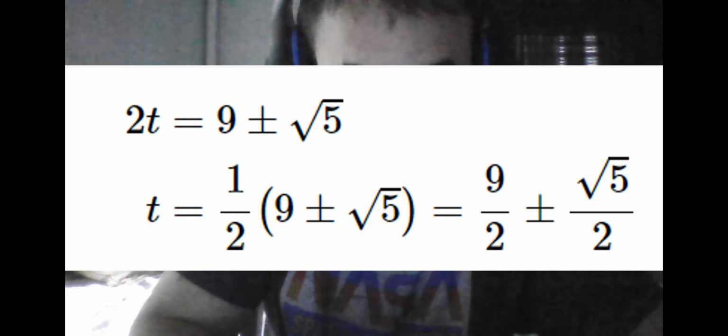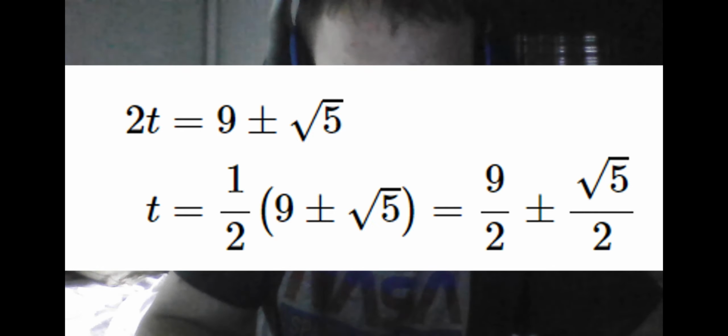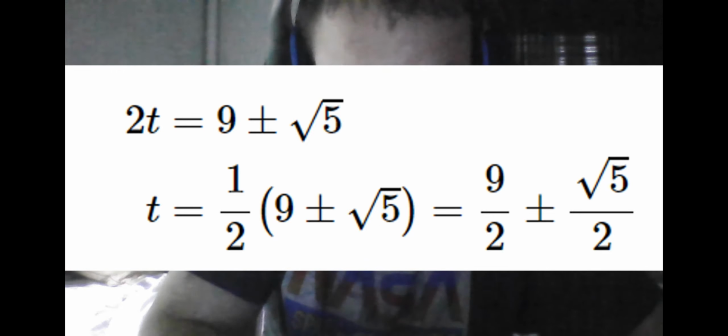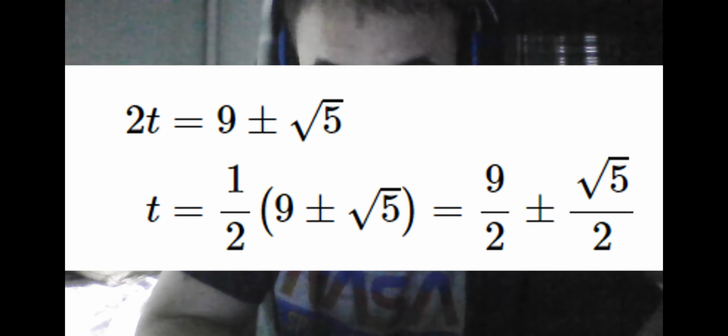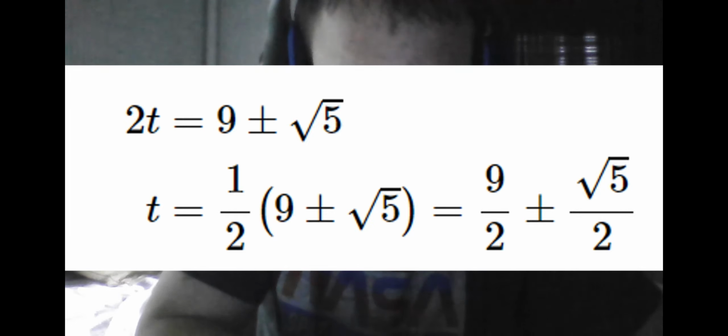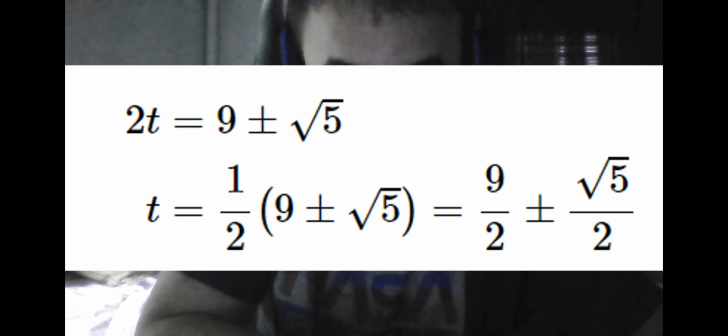So when we do this, we see that in either case, 9 halves times 2 is simply 9, and positive square root of 5 over 2 times 2 is positive square root of 5, and negative square root of 5 over 2 times 2 is negative square root of 5. So when we do the distribution, the 9's cancel out in either case. So we have positive or negative square root of 5 squared equals 5, which we know is true by definition of the square root property. So we conclude that both of our solutions are valid.